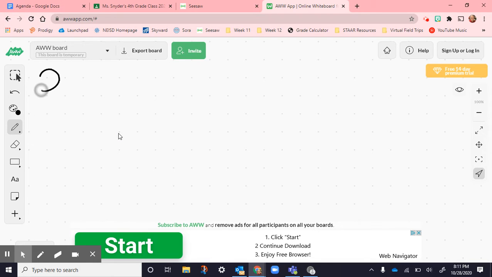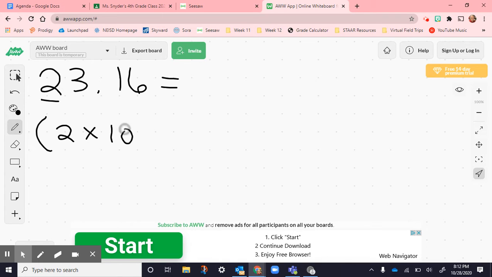So let's say we had 23 and 1600ths. We're going to start with the digit on the left. So our first digit's 2. We're going to open our parentheses and write that digit 2. Then we're going to multiply it by the place that it's in. The 2 is in the tens, so I'm going to write a 10. Close the parentheses. These need to be grouped together.